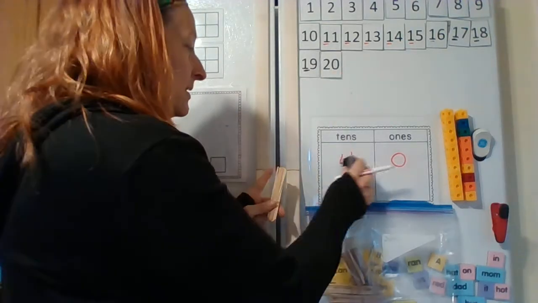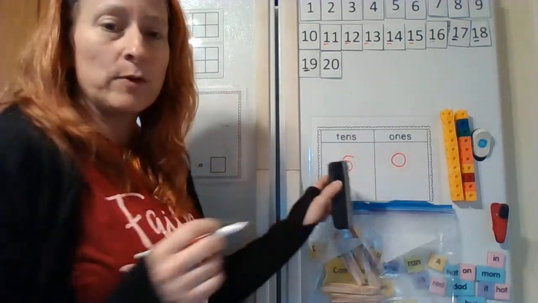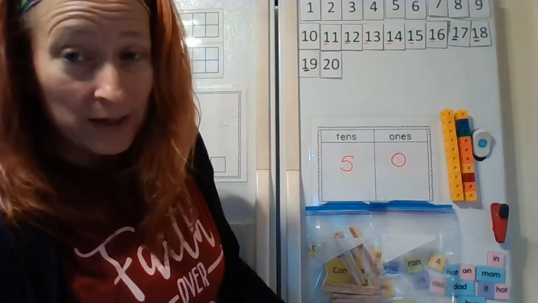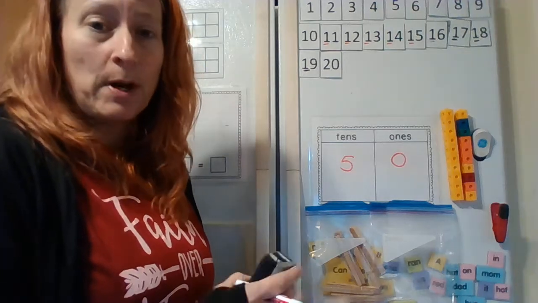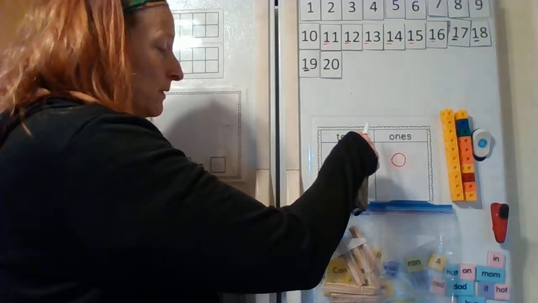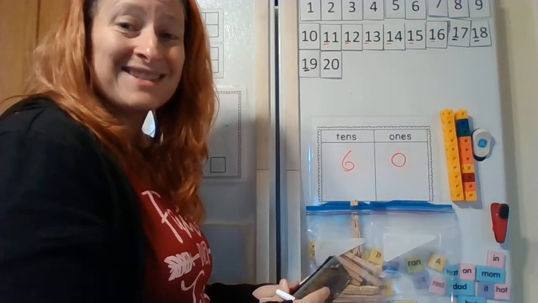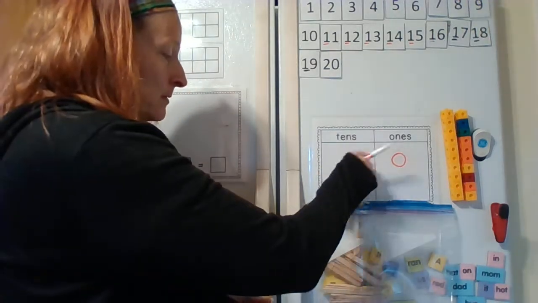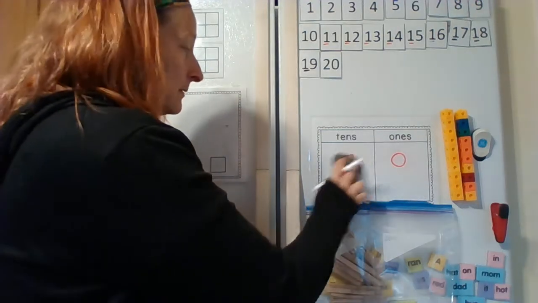Another group of 10s. We keep going up. 5 groups and 0 ones, it's 50. We're counting by tens, and all I'm doing is changing the group of ones. Another group, we've got 6. 6 tens, 0 ones is 60. Got another group. 7 tens, 0 ones is 70.